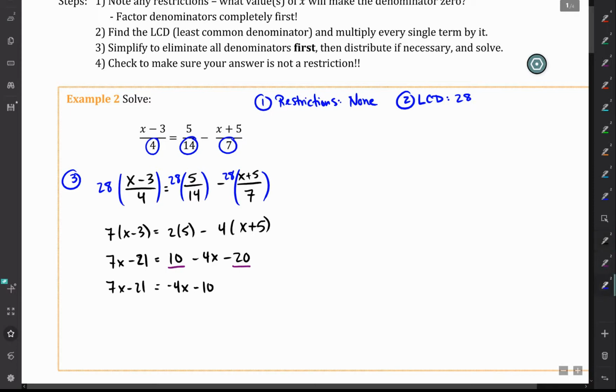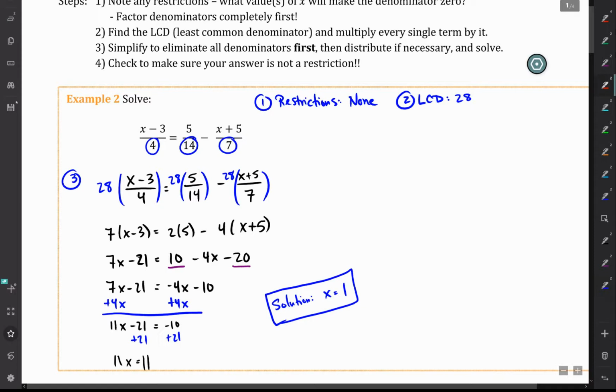And now I'll add 4x to both sides. And that'll give me 11x on the left-hand side, minus 21 equals negative 10. And now you're going to add 21 to both sides, and you should get 11x equals 11. And so our solution is x equals 1. Okay, that completes step 3, and then the final step is step 4, and that is to check.